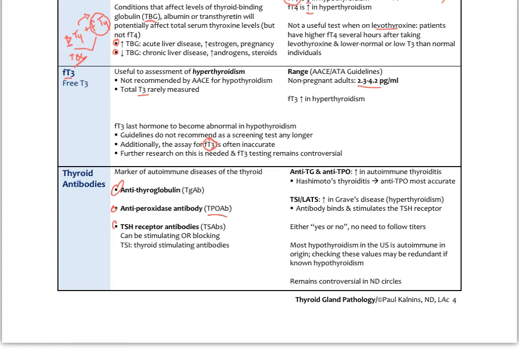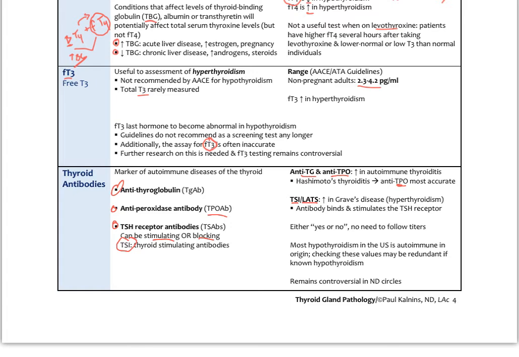And then there are TSH receptor antibodies. Again, I said earlier they can be stimulating or blocking. The ones we're most interested in are the thyroid stimulating antibodies that we find in hyperthyroidism, autoimmune hyper. So that would be a workup for autoimmune hyperthyroidism. So the anti-TG and anti-TPO is going to be increased primarily in Hashimoto's. In fact, the TPO is probably going to be the most accurate of the two. And then the thyroid stimulating antibody, sometimes they're called the LATs, that's going to be increased in Graves' disease and hyperthyroidism. The antibody in that case binds to the TSH receptor and stimulates it.